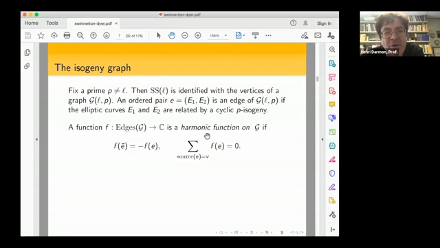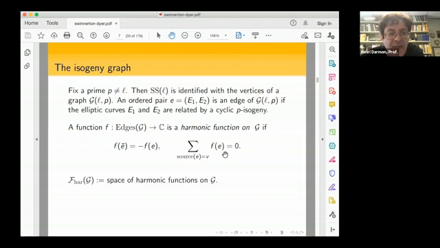And then I say that a function is harmonic if its value at the edge where you reverse the orientation is minus the value at the original edge. And if the sum over all the edges which have a common source of the function at that edge is 0. So this is what such a function models, what we call a conservative flow on the graph, where the amount of flow coming in is equal to the amount coming out, so to speak.